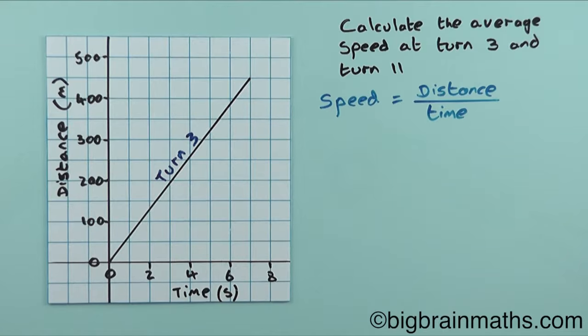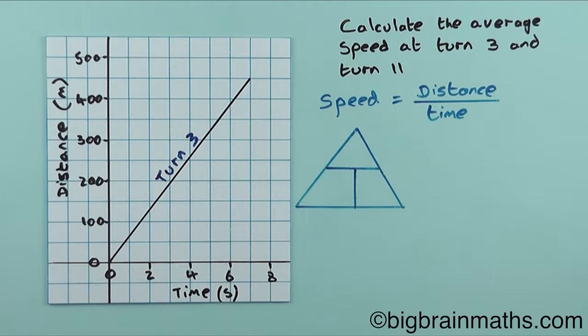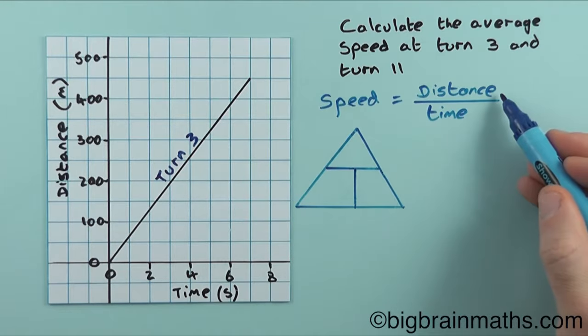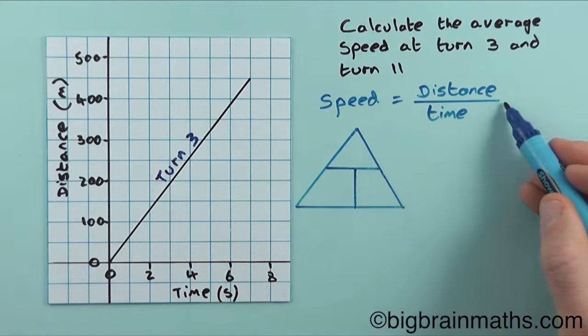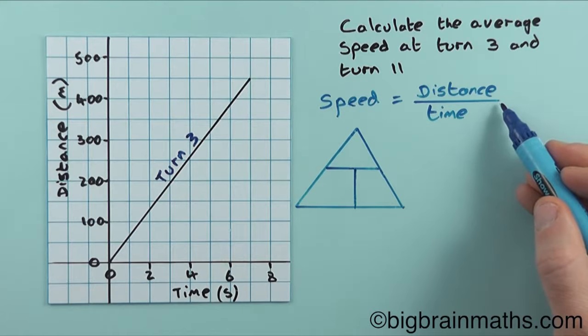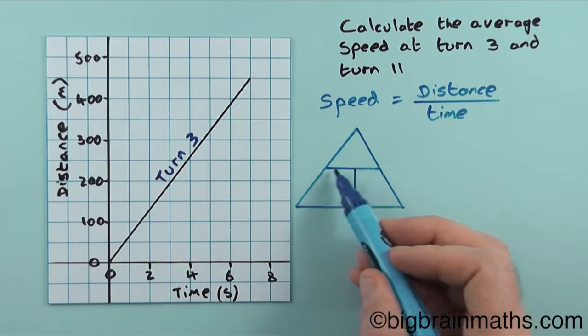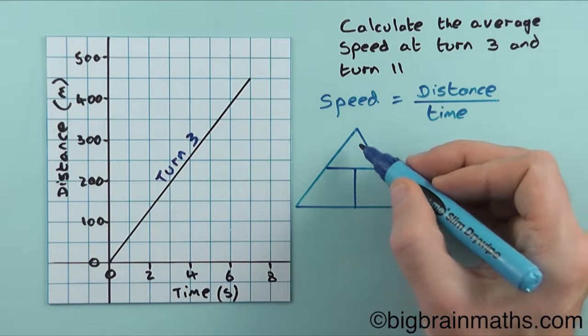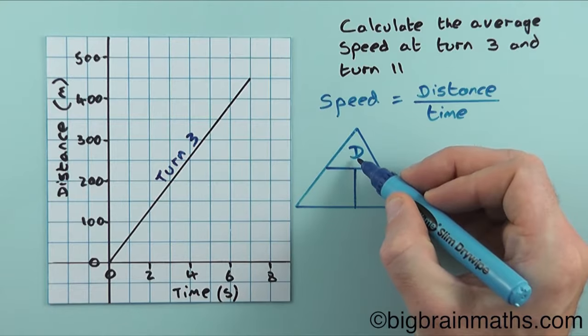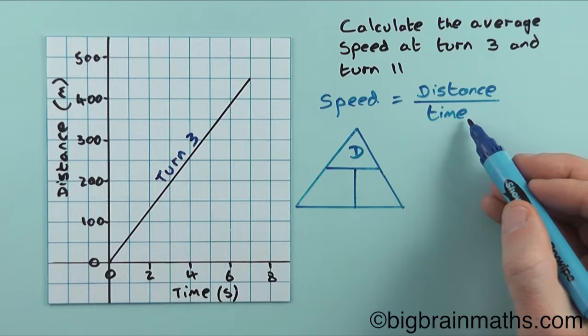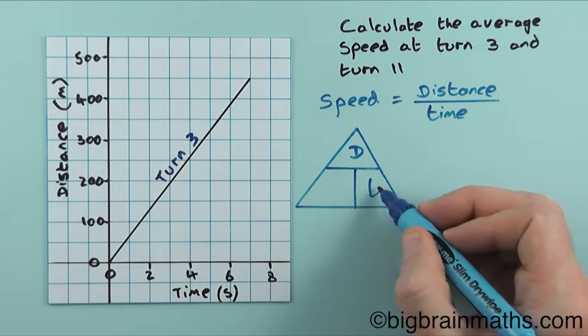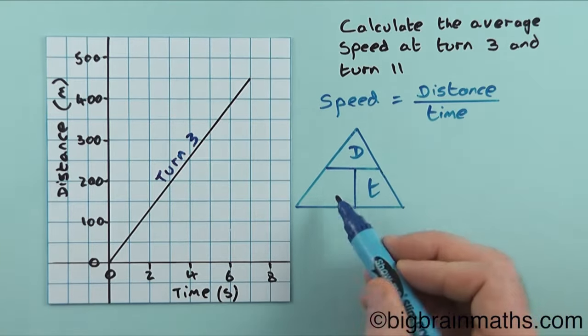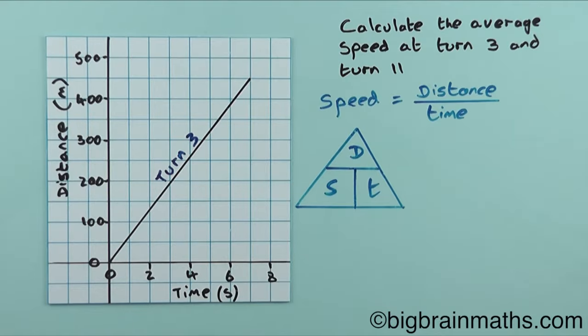And we can put this formula into a formula triangle. So we can see here that distance is on top of this divide line. And remember, in a formula triangle, this line here is a divide line. So we need to put distance on top of this divide line, and then time goes on the bottom. So I'm going to put time here, and then we put speed in the gap that's left.